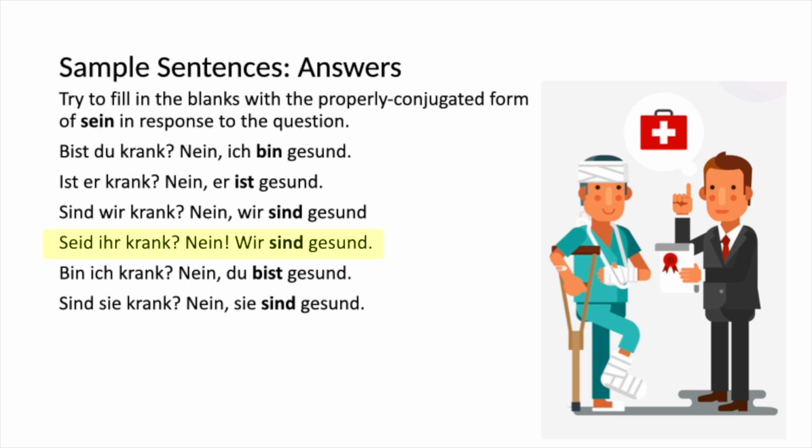Seid ihr krank? Are you all, as a group, sick? Nein, wir sind gesund. So it's "ihr seid" in the question, but it's "wir sind" in the answer because you're asking a group of people and they answer about themselves. Bin ich krank? Am I sick? I want confirmation from you. You answer about my status by saying, nein, du bist gesund. And finally, sind Sie krank? Nein, Sie sind gesund. Because we're talking about them in the third person, it's the same form in both cases.